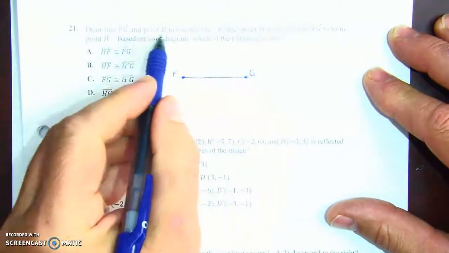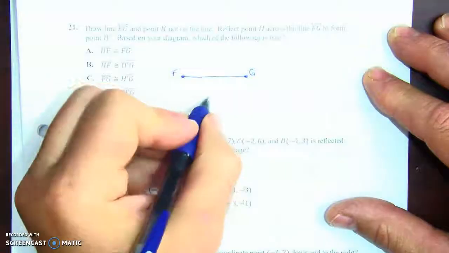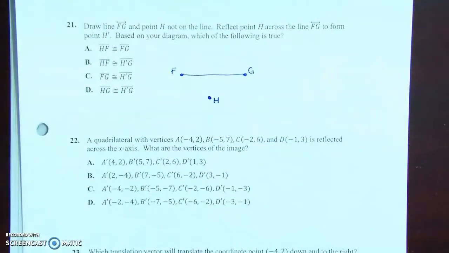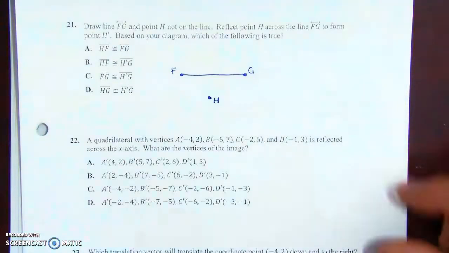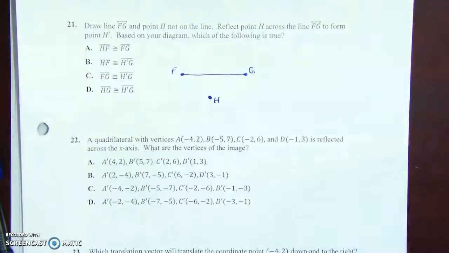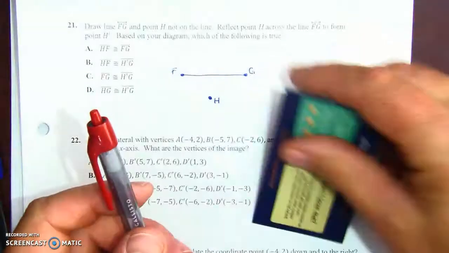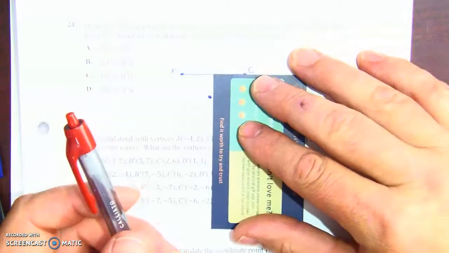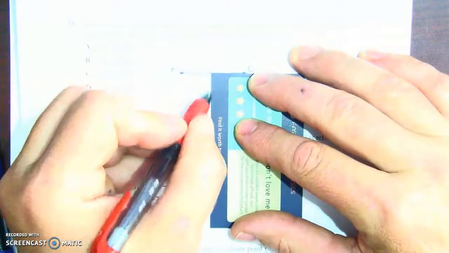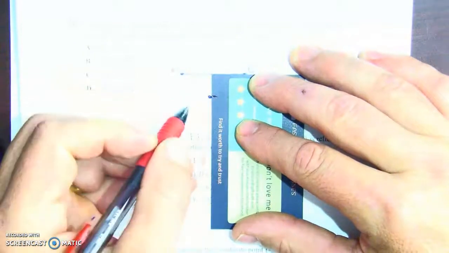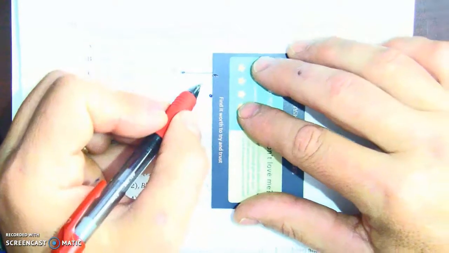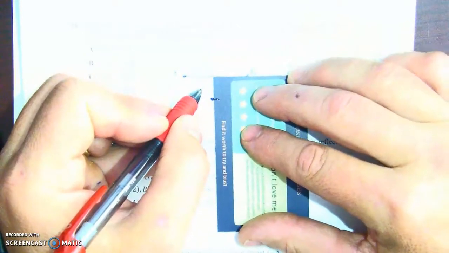And it says, and point H, which is not on the line. So we'll put H down here. How does that sound? It doesn't matter where exactly you put it. It says, now reflect point H across FG. If you remember how we want to reflect it, I'm going to use kind of a card here to give me a general idea of how far and what I'm going to do. So I'm going to put a marking on my card. And we'll notice that it has to be perpendicular to this line that we're drawing.